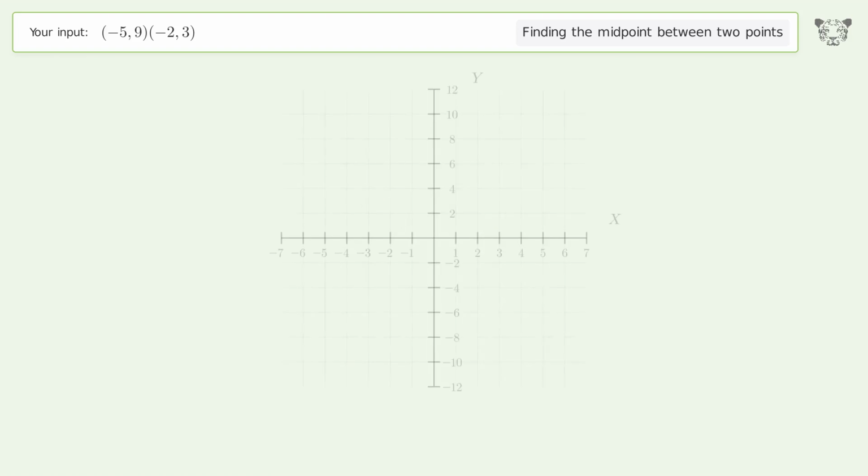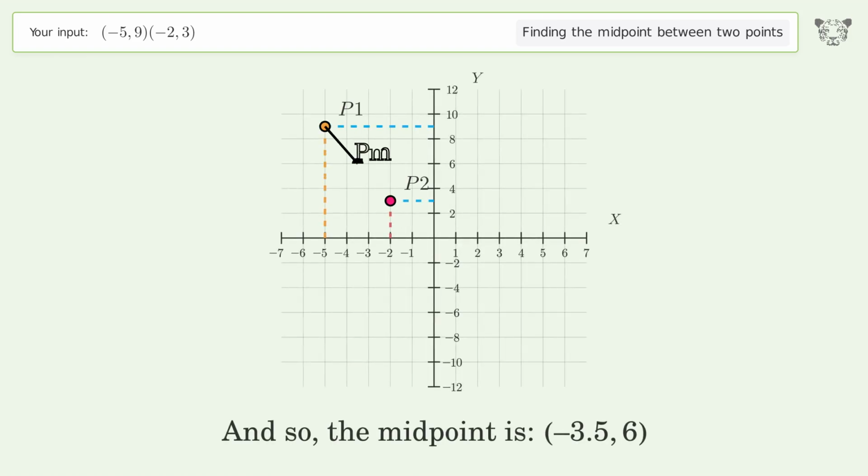And so, the midpoint is negative 3.5, 6.